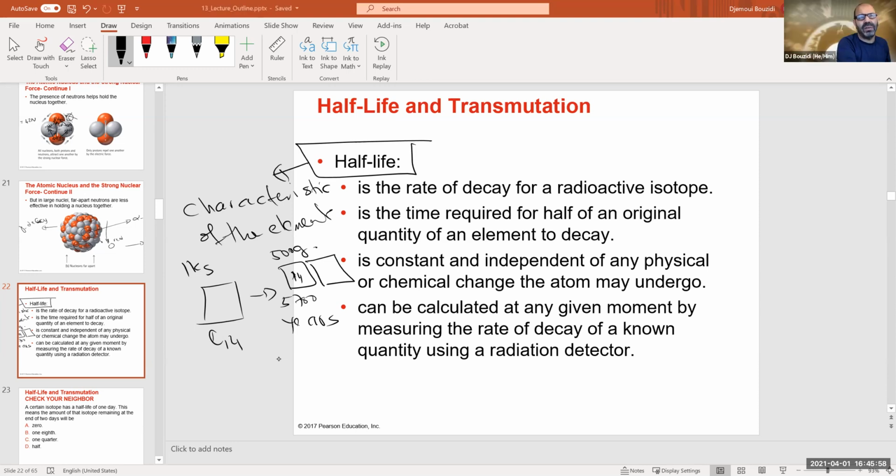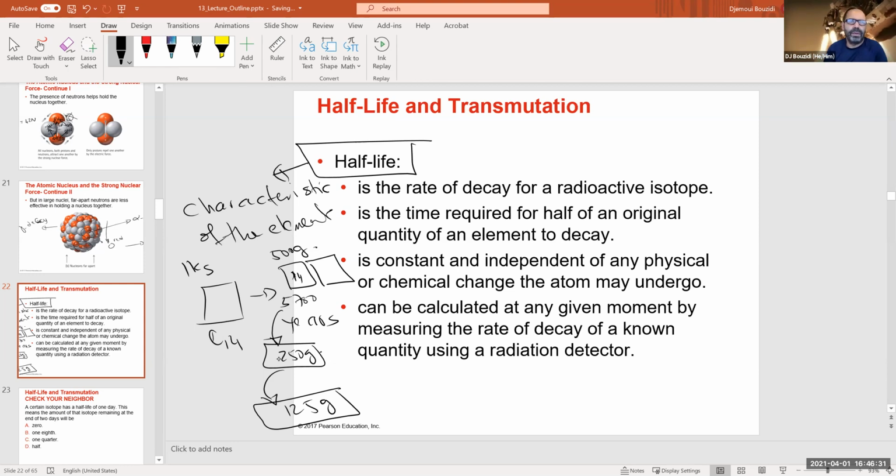If I wait another 5,700 and something years, this number changes from 500 grams to only 250 grams. Another 5,700 years, so now we're talking about 11,000 years. After another 5,700, 17,000 years, I would be left with only 125 grams. That is what is meant by the half-life for a specific element. Each element has it. It can range from a microsecond, from a millisecond, to billions of years, depending on the element. That's why they are useful for dating things, depending on the scale with which you want to date things.